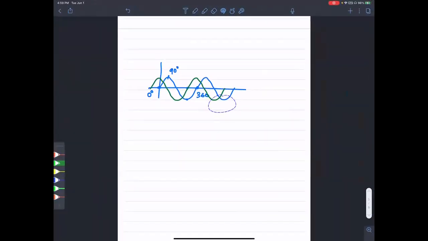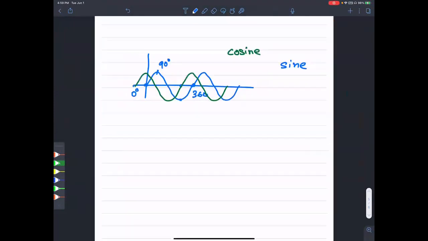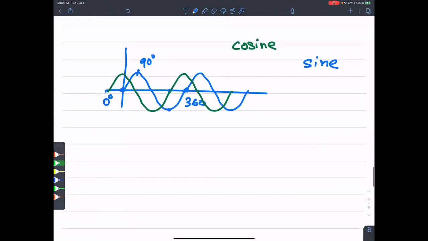Okay, so the green wave is a cosine wave. The blue wave is a sine wave. The only difference between them is that they're offset in time, and you can translate that time into degrees. So there is 180 degrees, there is 270 degrees, there is 360 degrees, and so on and so forth. So this is 180 degrees, and so on.